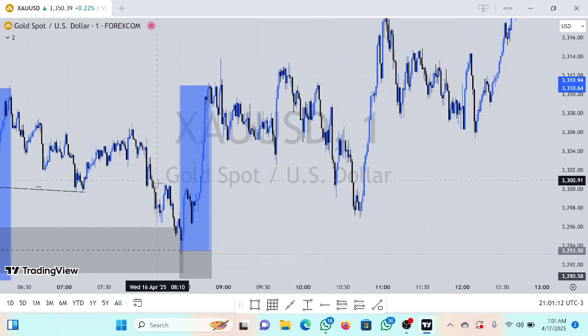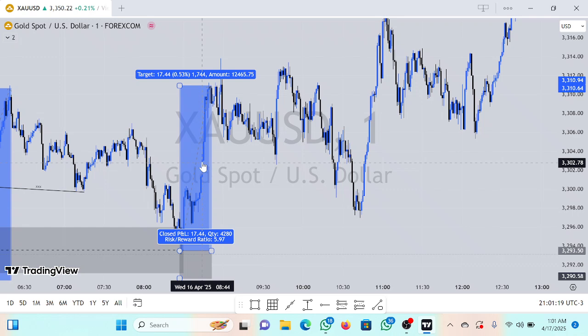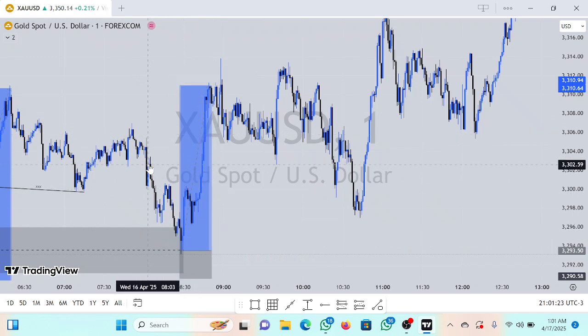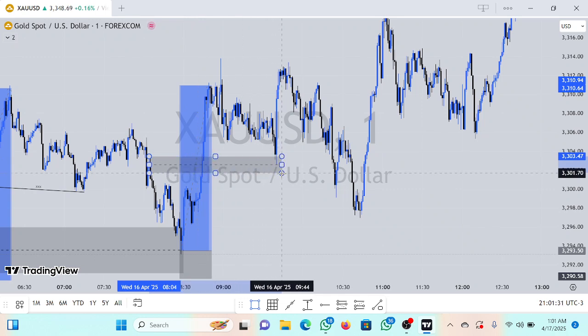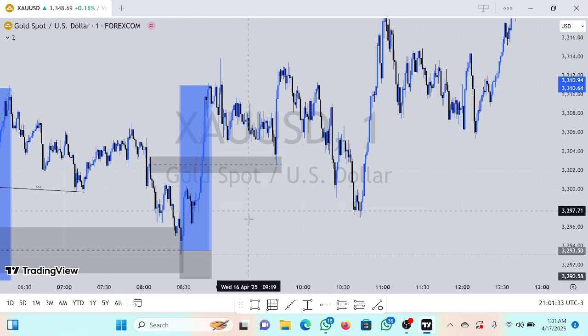Why is this a breaker block? This was an inducement, this was a break of structure. A lot of people were selling at this point to the downside, but markets broke out. So this place is a failed order block. Mapping out this zone, trying to use the 50% of this zone, I caught a quick buy here, which was serving as my engineered liquidity, or the double bottom, which you can see is a clear double bottom.